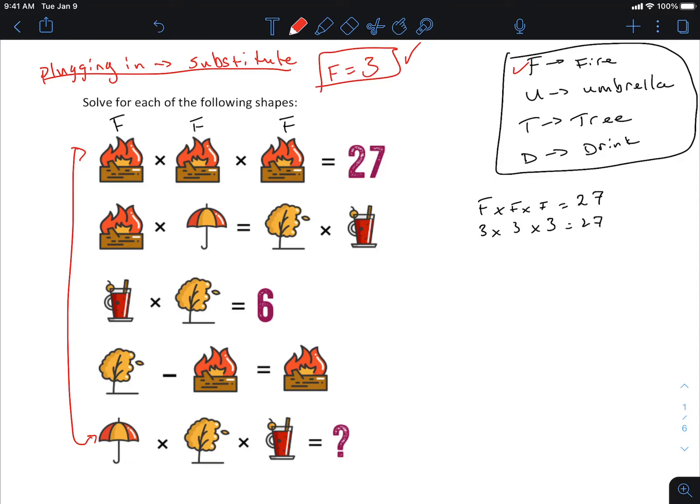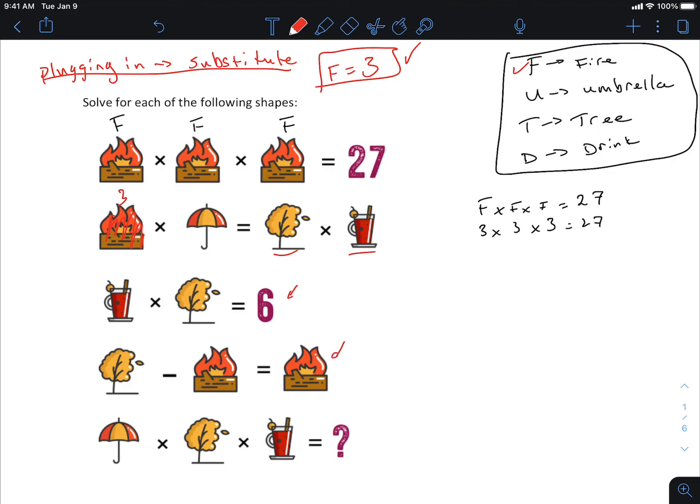Okay, so if I go down here, I can scratch this out and say, okay, well, this is 3. So 3 times an umbrella has to equal a tree times a drink. Well, that's not very useful, right? I'm kind of stuck there because there are 4 different pieces of information and I only know one of them. It's not useful at the moment, so let's skip this one. We'll go down to the next one. A drink times a tree is 6. I don't know either of those 2 things either, so I can't find one or the other, right? So let's skip that one too.